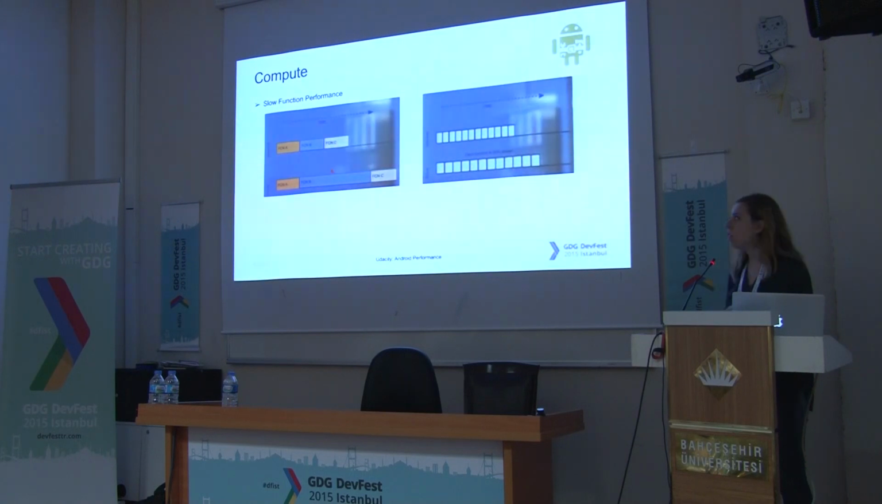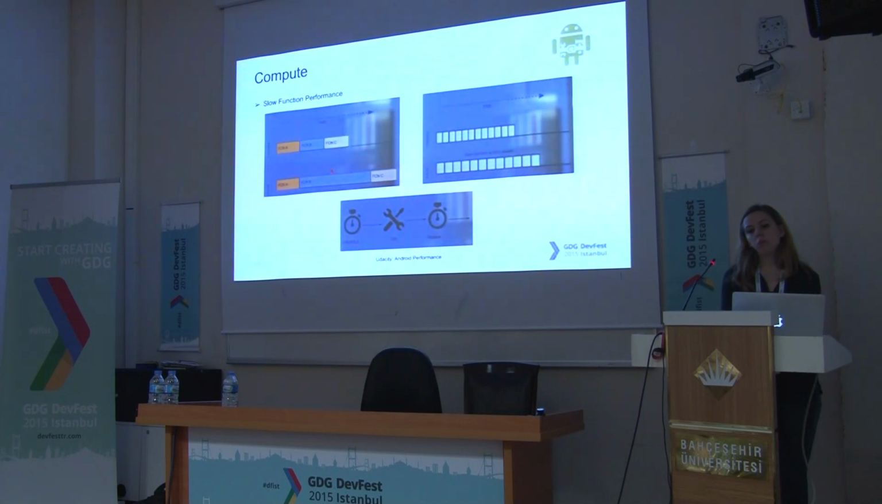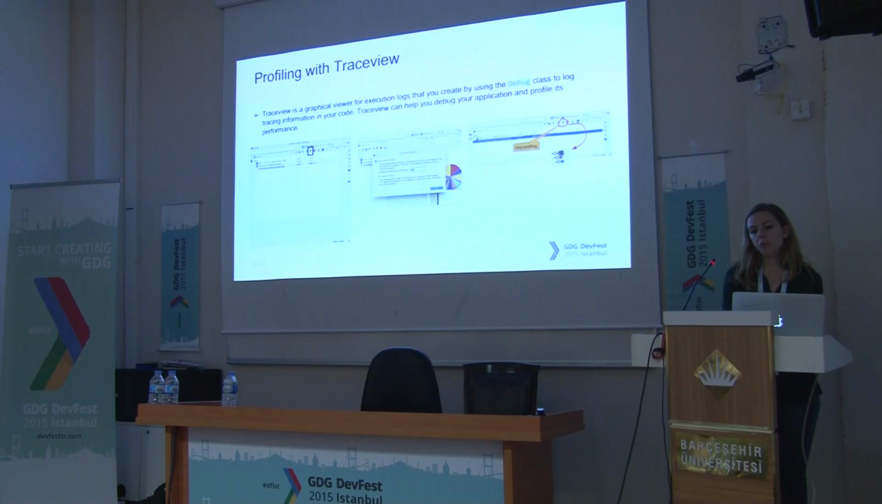But the second one is more complicated because there are lots of functions. For example, we have 10,000 functions, and every function works slower than normal by, for example, 1 millisecond. At this point, finding the problem and fixing it is a bit more complicated. At this point, we can use some profiling tools from Android, and they will help us. For example, TraceView, we can use it. It uses the Debug class to log the tracing information.